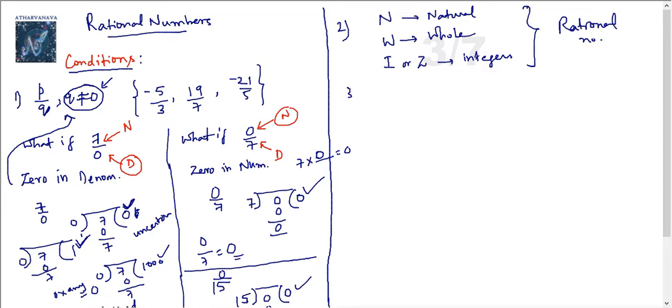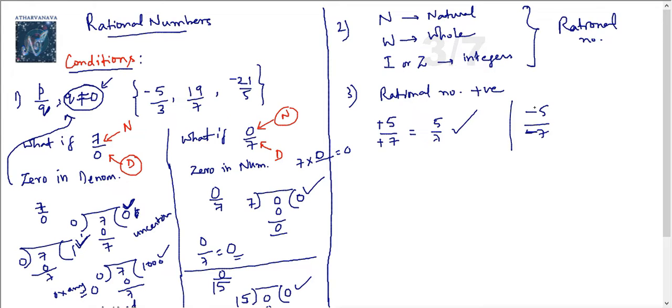Okay. The third rule is Q should be all. How can a rational number be positive? I can say rational number positive. Say for instance, I have 5 by 7. Plus 5 by plus 7 is 5 by 7. So it is positive. I have minus 5 by minus 7. These minuses get cancelled and still it becomes 5 by 7.